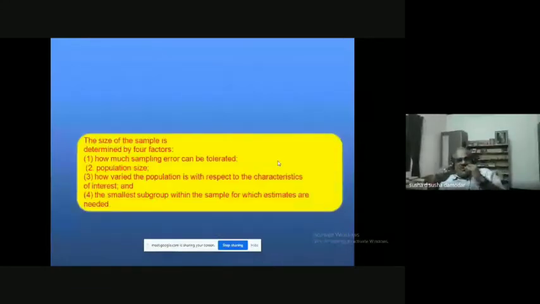Optimum sample size is determined by 4 factors. How much sampling error can be tolerated? Normally in social science, we fix 5%. Our confidence level is 95%, meaning the result will be true 95% of the time. We fix a 5% error, that means the level of significance. Population size, finite or infinite population. And how varied a population is with respect to the characteristics of interest.